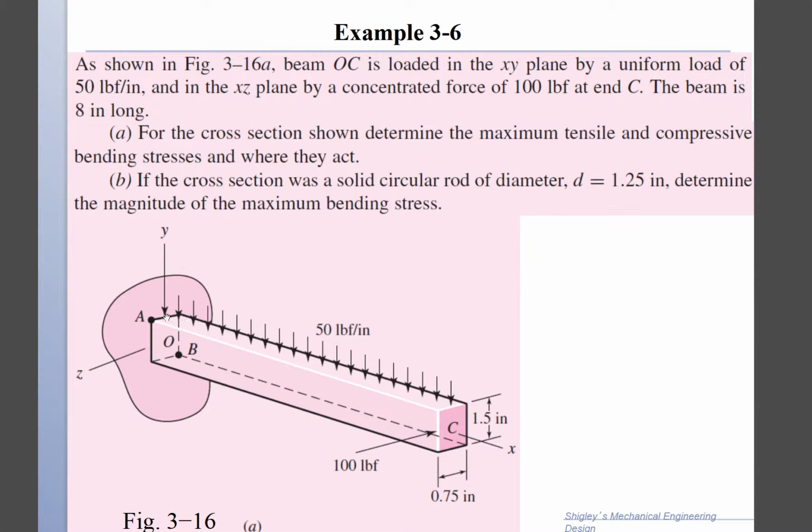In this example, I have a cantilever beam that is uniformly loaded in the negative y direction, and it has a concentrated force in the negative z direction. The uniform loading is going to cause a moment, which is going to be a negative Mz, and the moment about the y direction is going to be also negative My. The cross section is 0.75 inch by 1.5 inches.